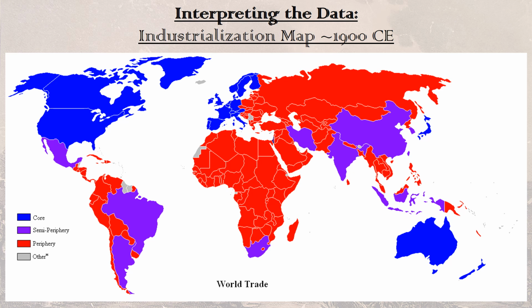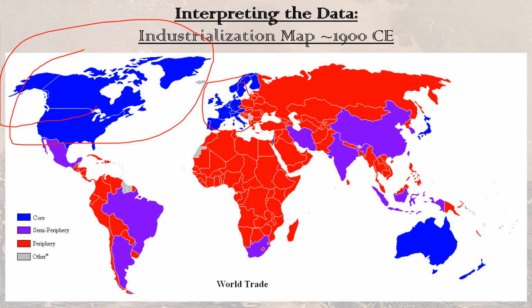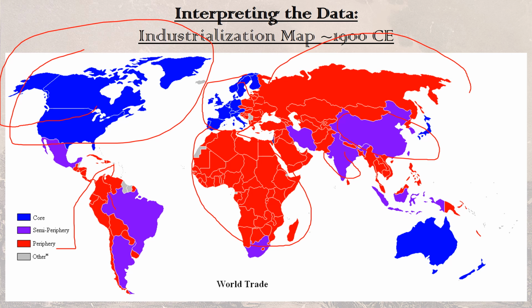We have this map that shows our industrialized countries, also known as the core, and then you have your semi-industrialized areas, and then you have your non-industrialized areas. And you can see, obviously, there are large portions of the world in 1900 that still had a long way to go.